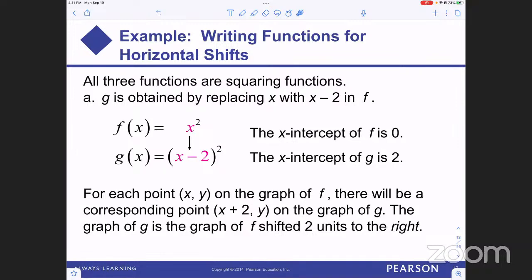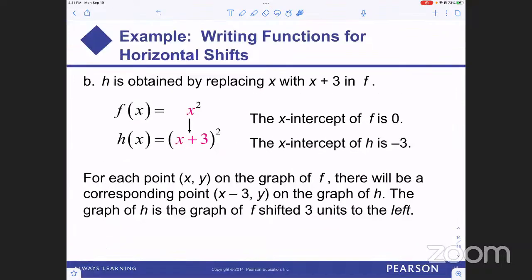Right? So it's a little bit funky on the interior, but it's just basically the reverse of our intuition. When we added 3 on the inside, the x-intercept was -3.